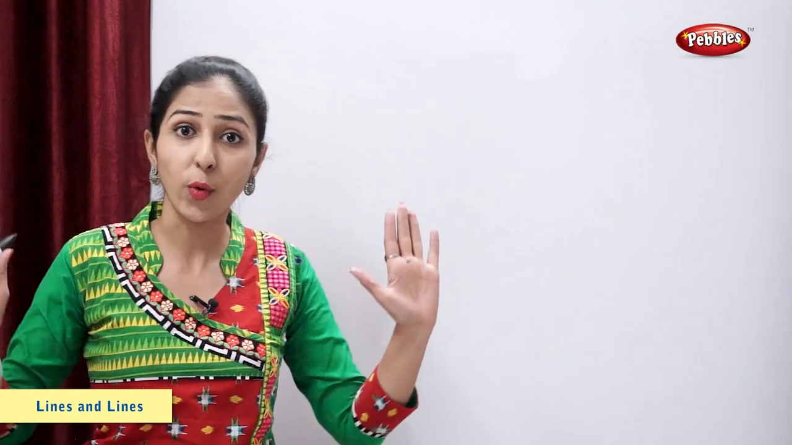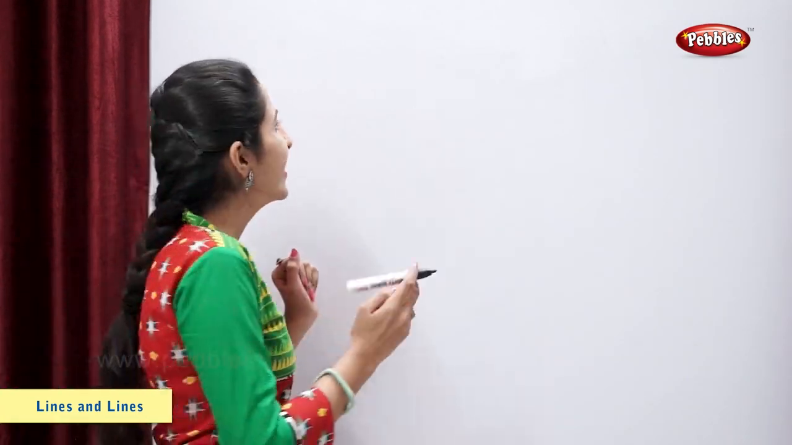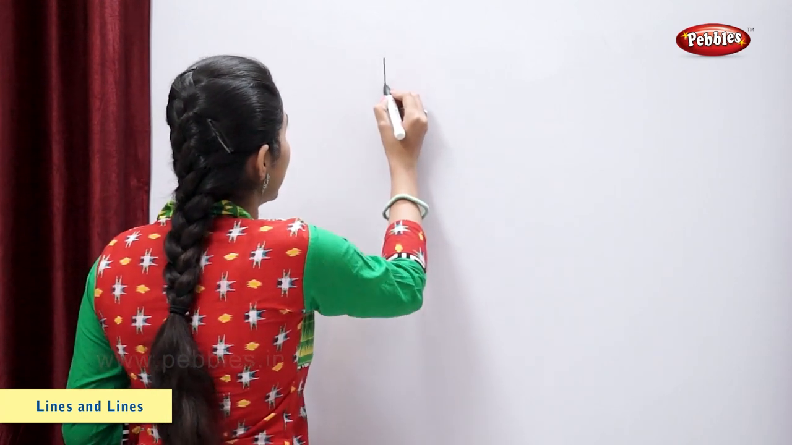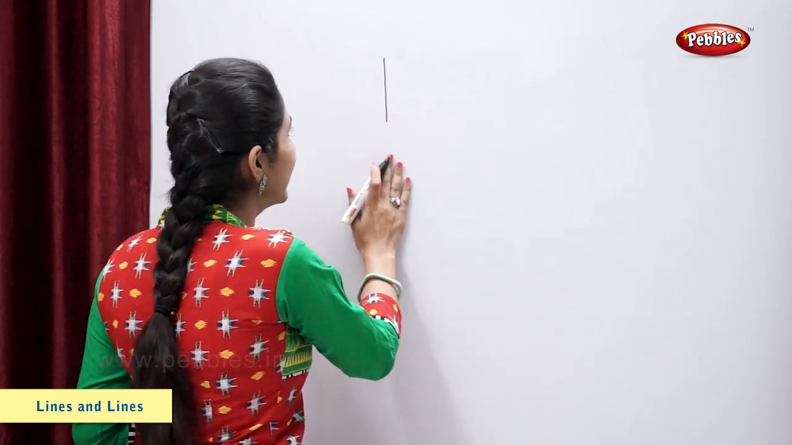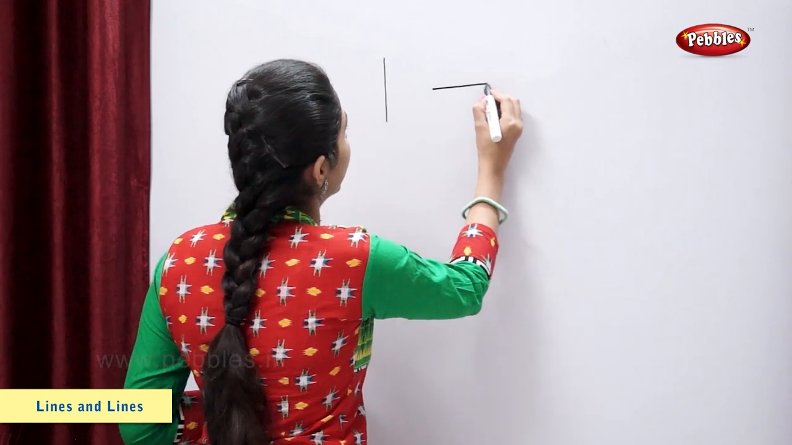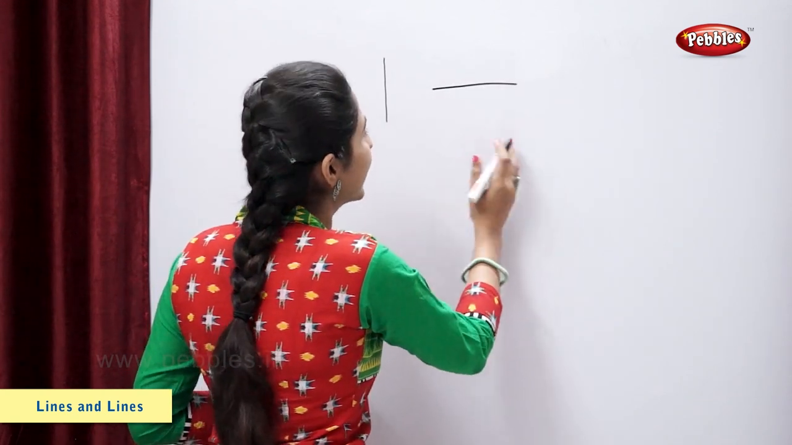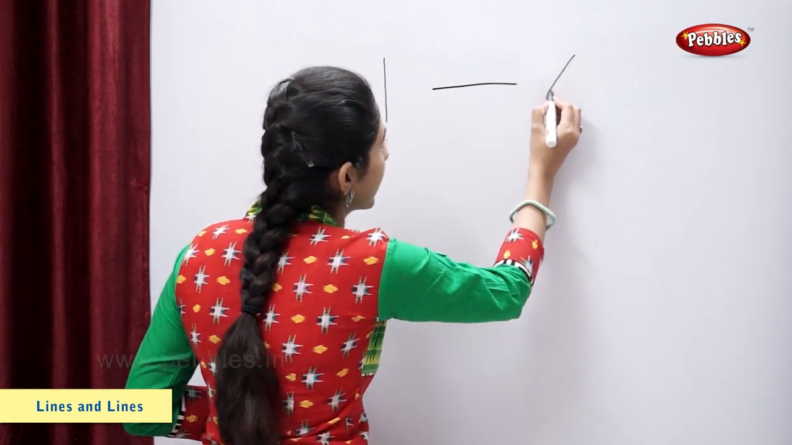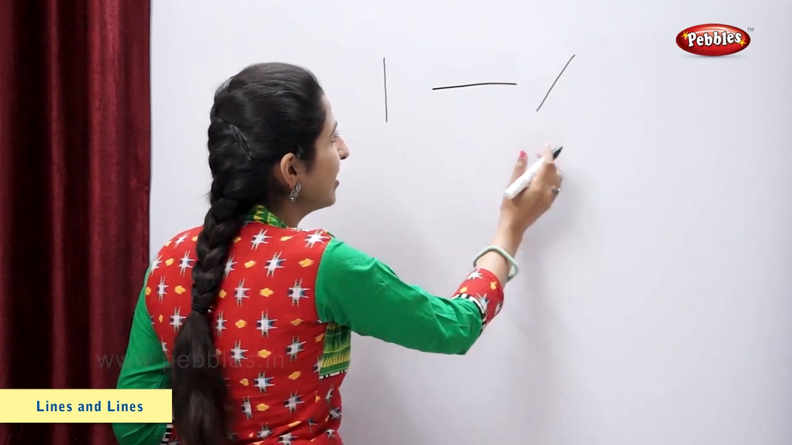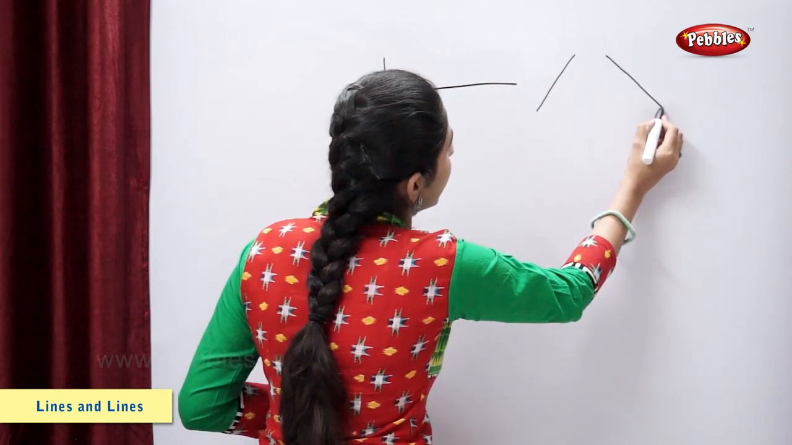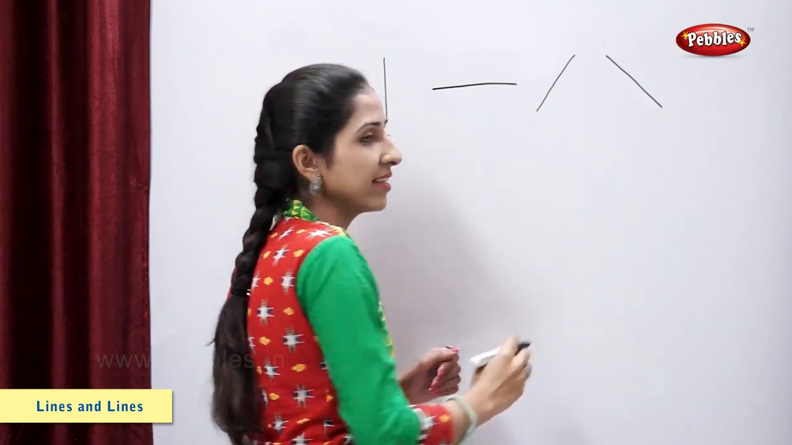ruler or notebook or with a compass box. Now, let's see how. Let's draw some lines using only our hands. Standing line. Sleeping line. Slanting line. One more slanting line.